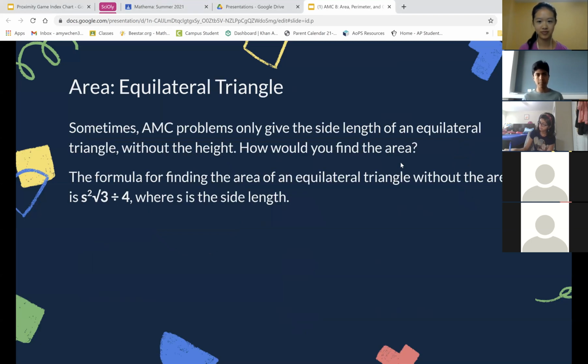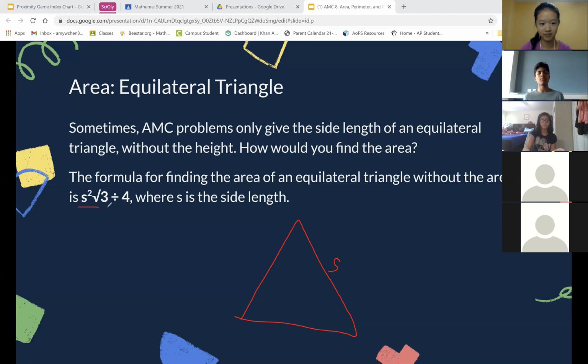Okay, so let's suppose the AMC gives you an equilateral triangle. So a triangle with 3 equal degree measures, which is 60, and 3 equal side lengths. And let's suppose it gives you the side length like s, right? So how would you find the area of this?